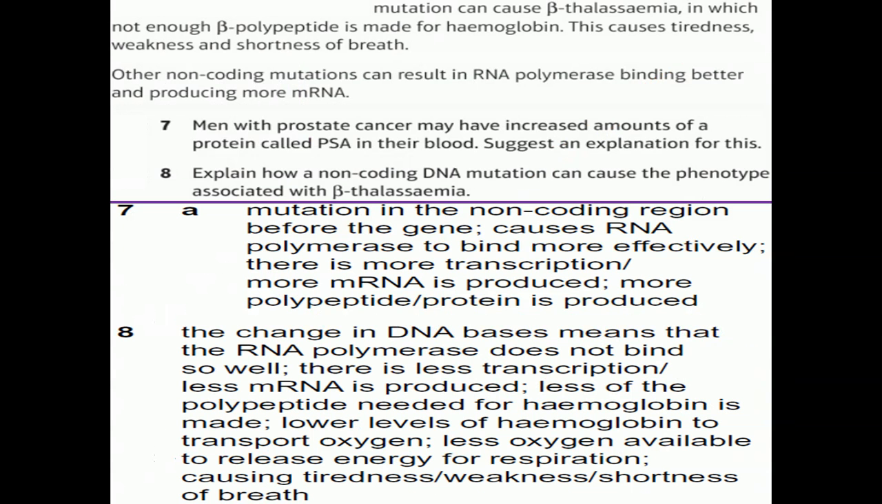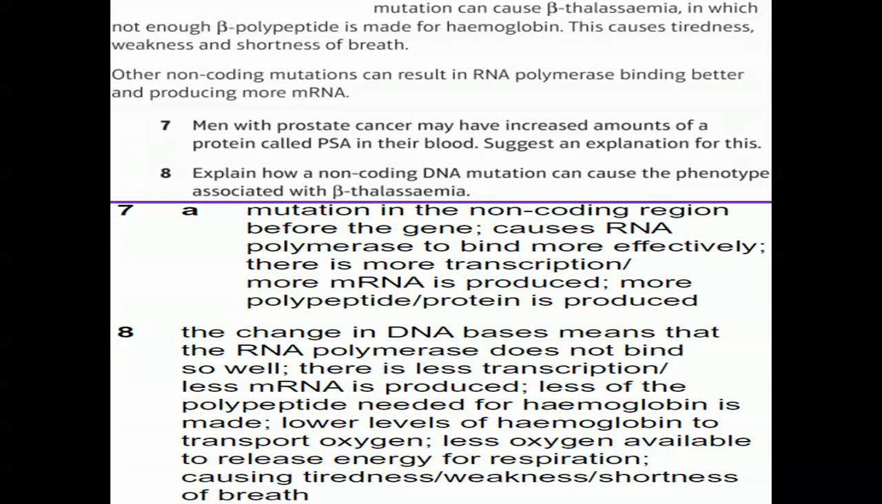Whereas, an example of this is here using these questions. Question 7: men with prostate cancer may have an increased amount of a protein called PSA in the blood. What would be the explanation? That would be a mutation in the non-coding region before the gene, and this causes the RNA polymerase to bind more effectively. So that means there's more transcription happening, more mRNA is produced, and therefore more polypeptide or protein will be produced.